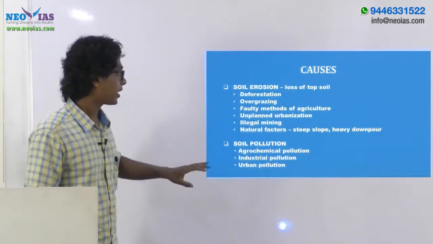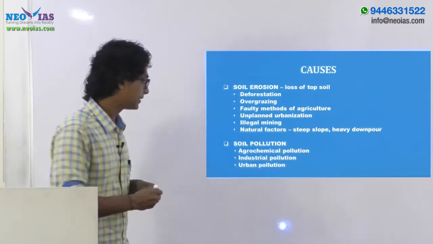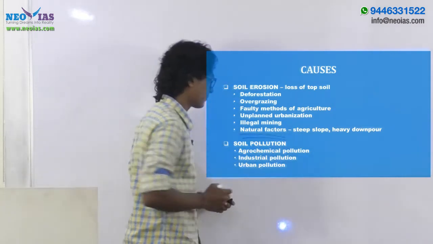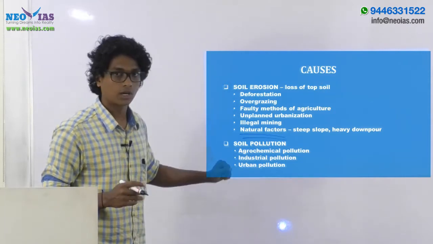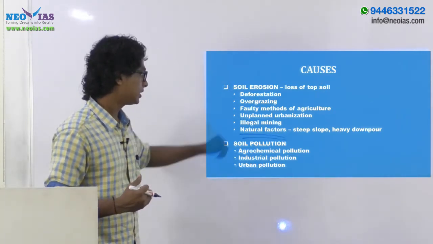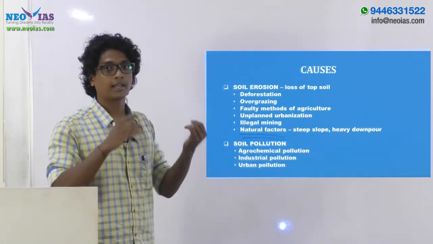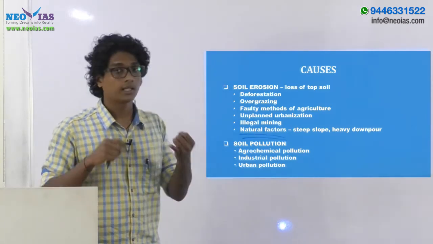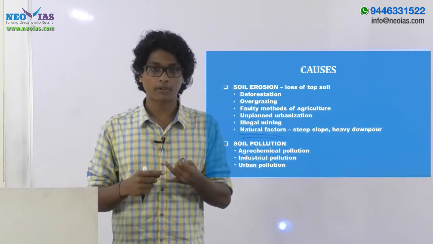Now another aspect you have to bring under soil erosion is natural factors. All the things we have discussed so far are anthropogenic factors. Regarding the natural factors, soil erosion depends on the type of rainfall as well as the topography of the land.